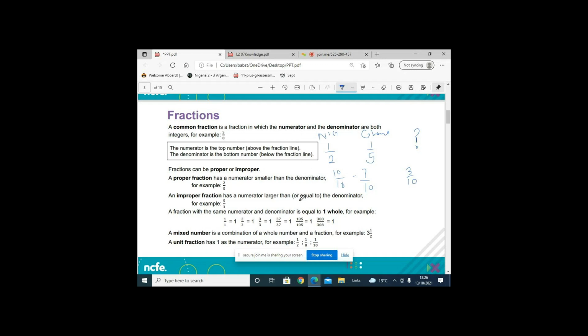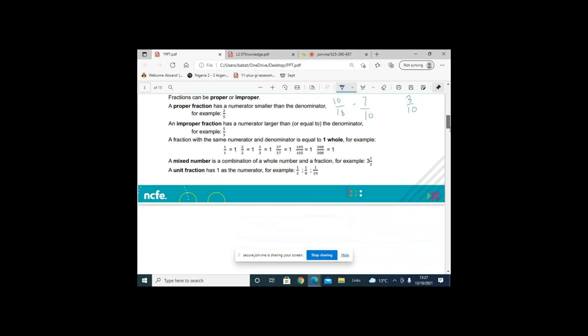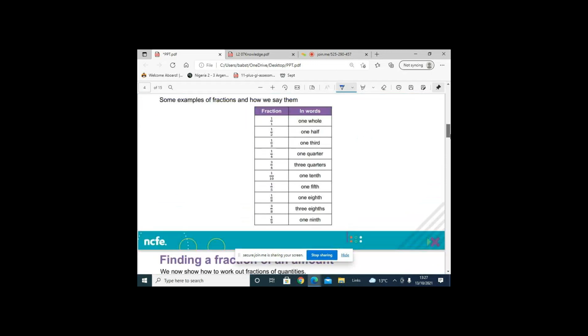Sorry guys. So look, that's how it works. So this one now, this one is like one whole, one half, and things like that. So these are actually in words. You know what I'm talking about.